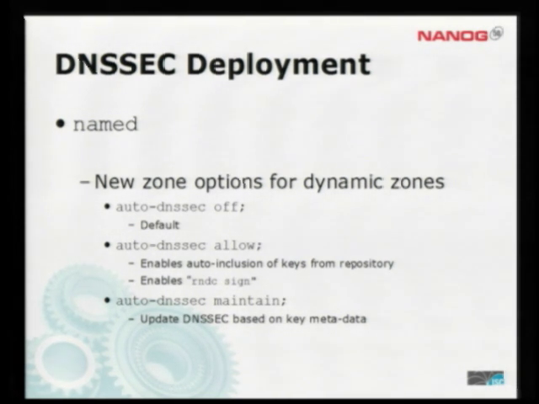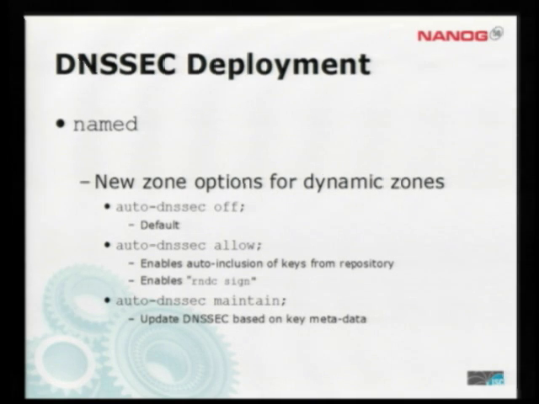A couple of other things that have been added. Auto-dnssec off, which is the default. Auto-dnssec allow enables the auto inclusion of keys from a zone repository or from the key repository. So if I generate a key for isc.org, BIND is going to automatically look in this directory, pull in the key, and use it to sign the zone if it needs to. It's pretty neat.